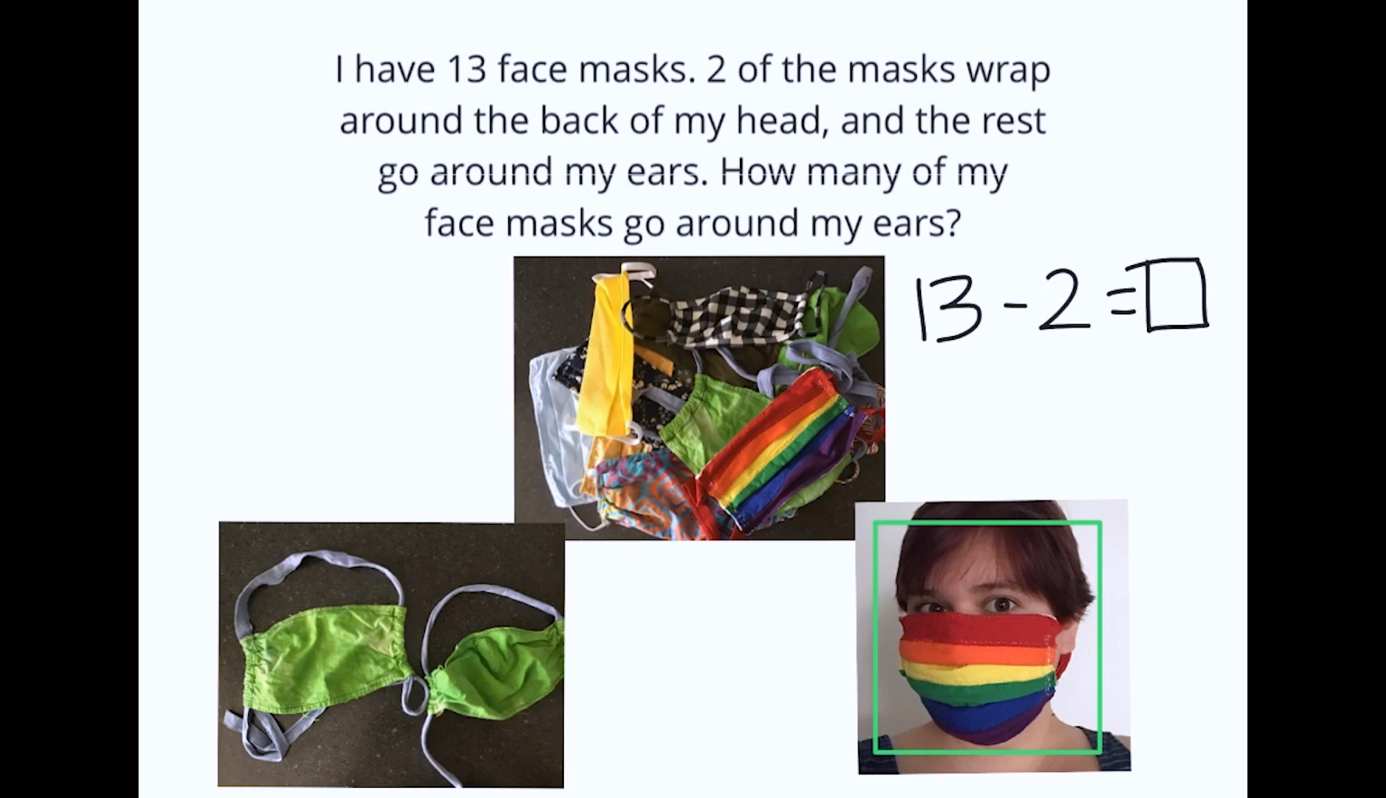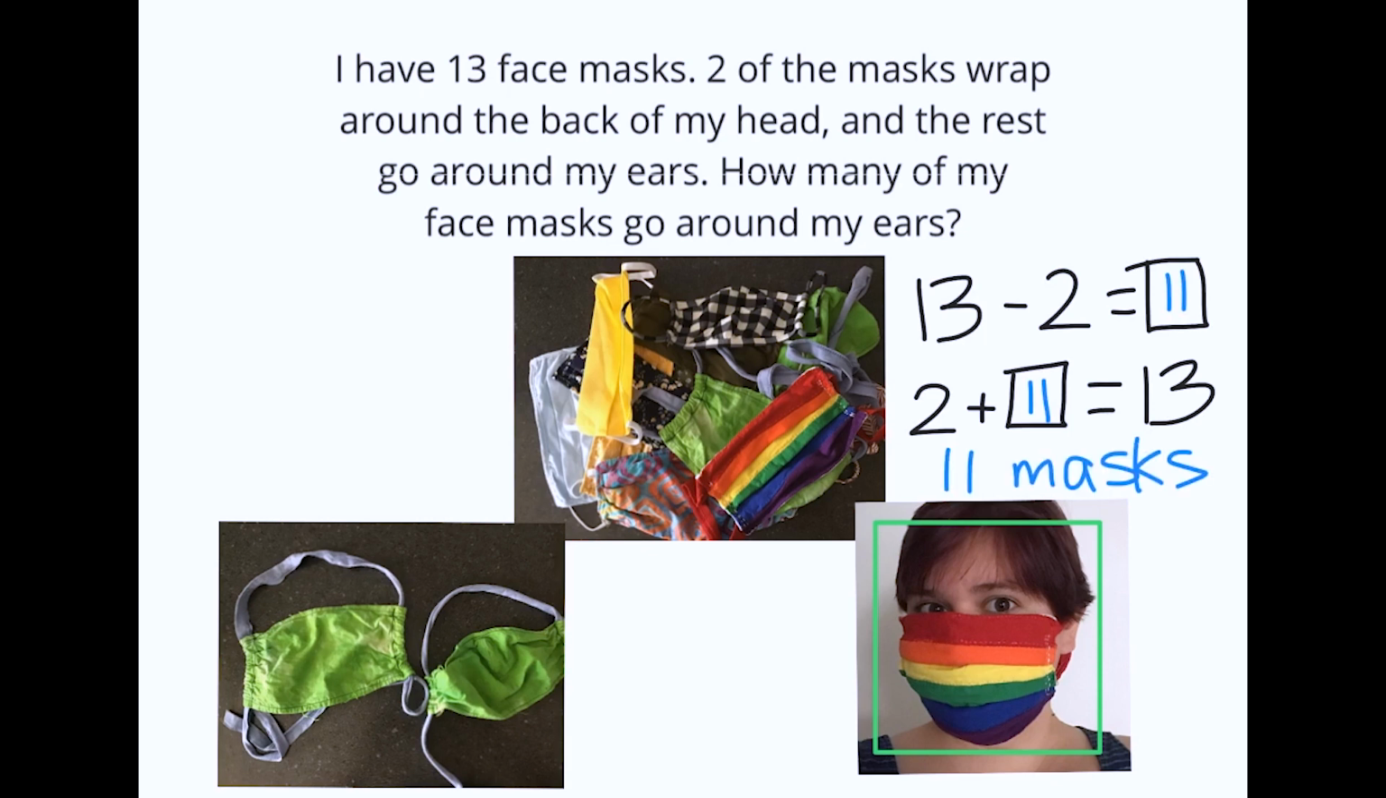Another way I might write this problem is with addition. Some of my masks go around my head, and some of them go around my ears. Altogether, I have 13 masks. I'll solve this problem with subtraction since it's easy to count back to. 13, 12, 11. That means 11 of the face masks go around my ears. It's also true that 2 plus 11 equals 13. My answer is 11 masks.